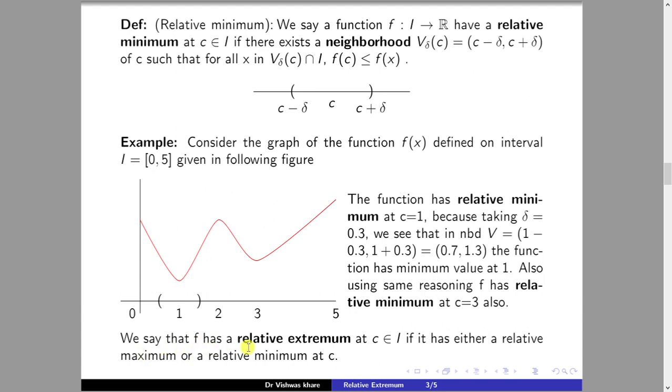Now we say that f has a relative extremum at c belonging to I if it has either a relative maximum or a relative minimum at c. So if function f has a relative maximum or relative minimum at c, then we say it has a relative extremum at c.